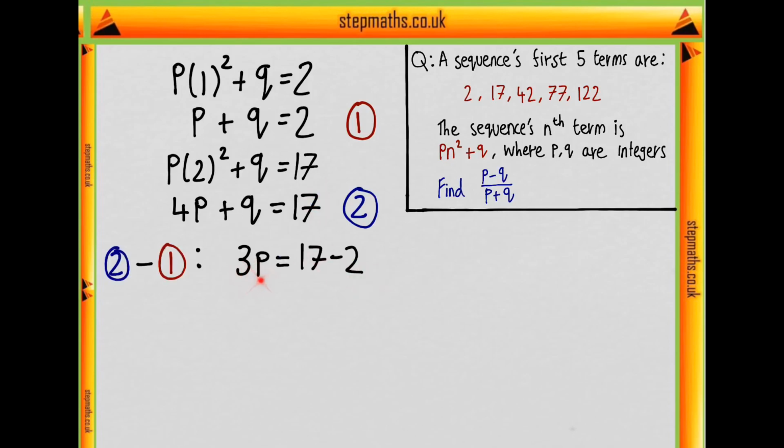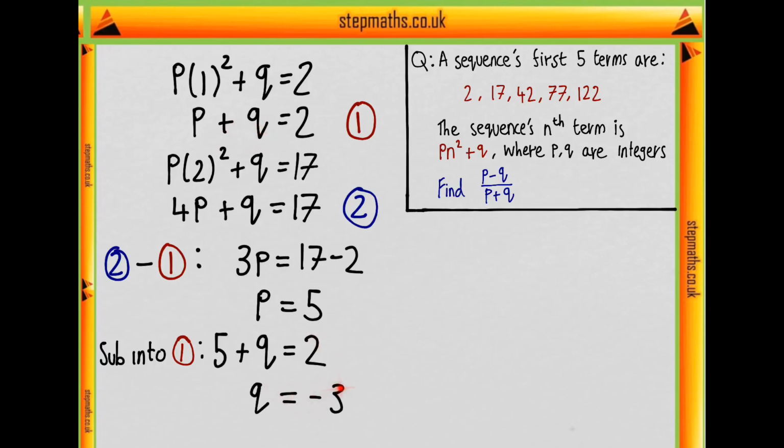So we get 3p is equal to 17 minus 2, which is 15, and so p equals 5, which is great. And to get q, we'll just put that back into 1. So 5 plus q is equal to 2, so q is equal to minus 3. And so we've got p and q, but we're not finished, because we're asked to find this, which is fairly easy, but it just needs to be remembered to be done.